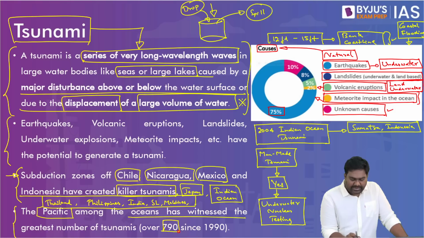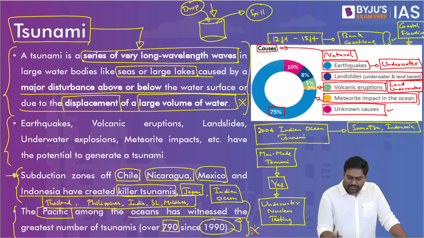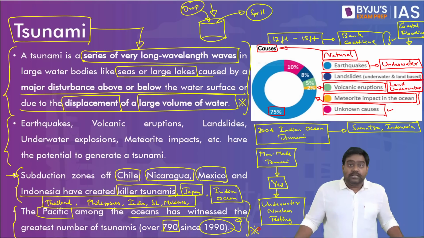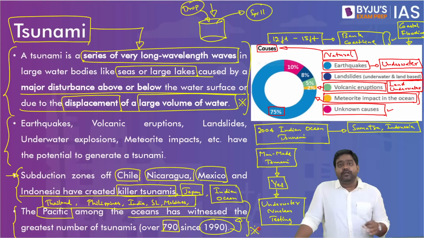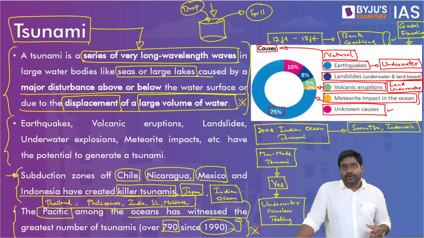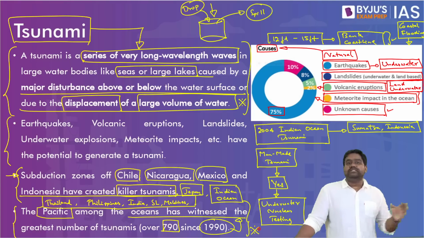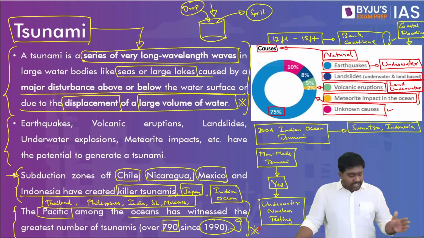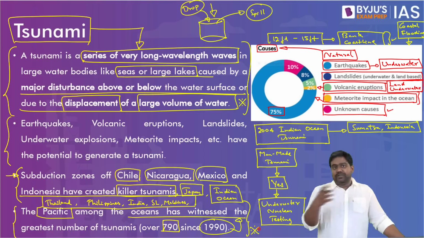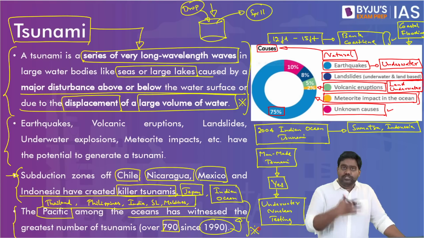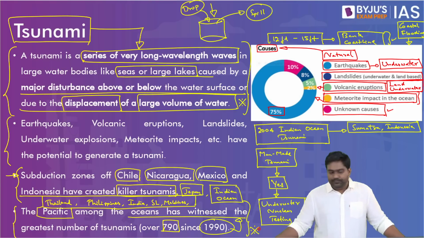According to available data, most of the tsunamis have occurred in the Pacific. Almost 790 plus have occurred in the last 3 decades itself. It's a very important fact for your prelims. Even if you don't remember the number of tsunamis that have occurred in the Pacific, just remember this factoid that the Pacific Ocean has witnessed the most number of tsunamis since 1990. The statement can be given in a prelims question. All right. So clearly, the Pacific Ring of Fire is responsible for most of these killer tsunami waves.